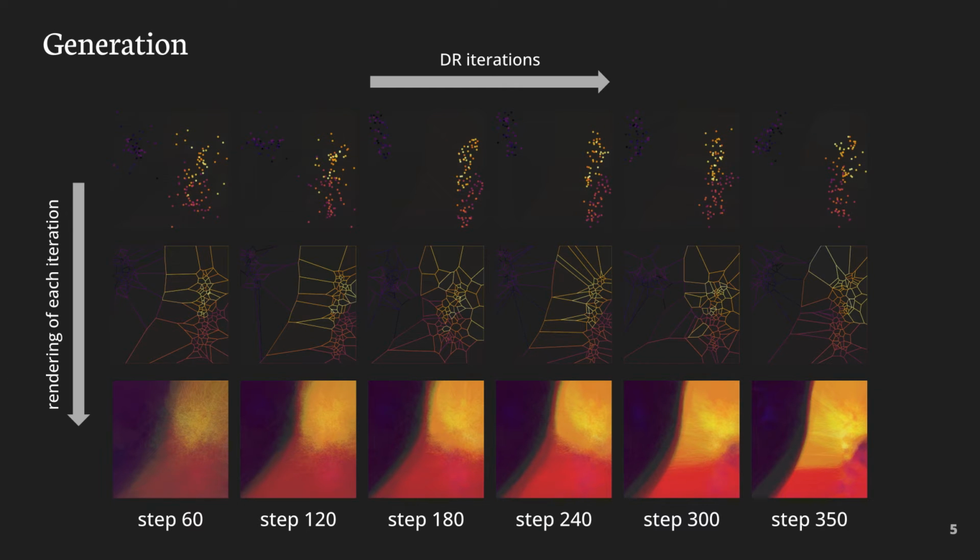Here we can see the process over different iterations from left to right, and our rendering steps in each iteration from top to bottom. The first row shows the projected data points, in this case using the UMAP algorithm. The second row shows the Voronoi tessellation of these points. And the bottom row shows the intermediate results of the DaRt process.